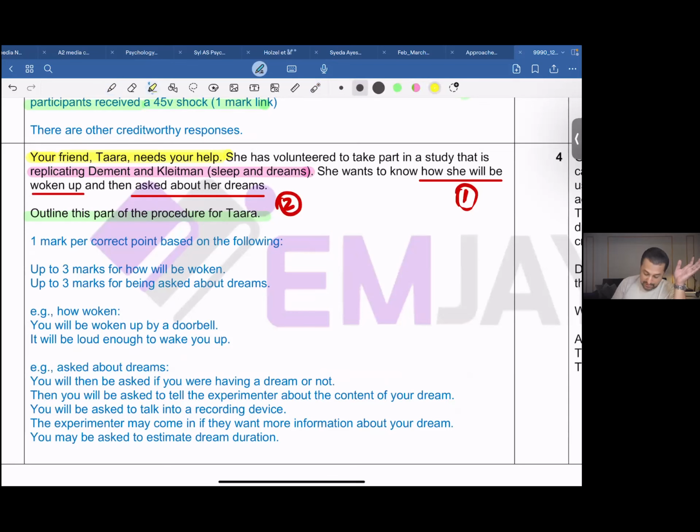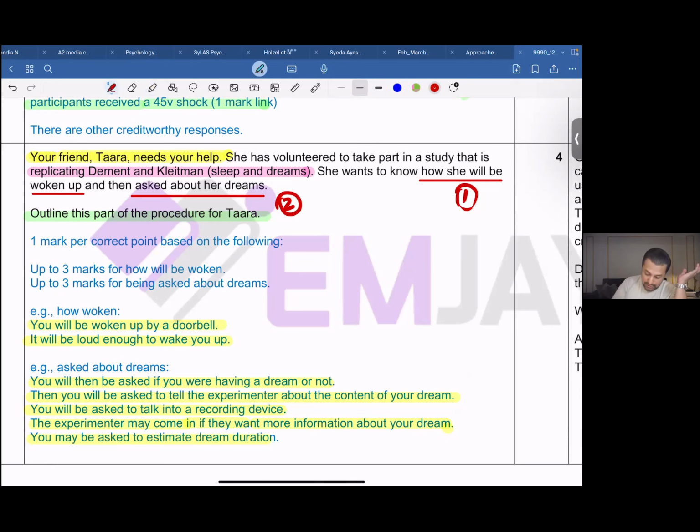Now, for the first part, how she would be woken up: you will be woken up by a doorbell. It will be loud enough to wake you up. And about the dream part, you will then be asked if you were having a dream or not. Then you will be asked to tell the experimenter about the content of your dream. You will be asked to talk into a recording device. The experimenter may come if they want more information about your dream. You may be asked to estimate dream duration. May. I don't know if you noted.